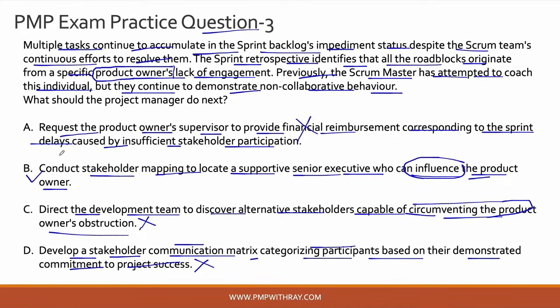So the correct answer to this question is option B, which is to conduct stakeholder mapping to locate a supportive senior executive who can influence the product owner. And this is a positive influence you are trying to do. Asking for help. Do not mistake this for escalation, because generally escalation happens with the project sponsor or project executive. You are asking for help in terms of influencing positively, which is not a bad thing. Okay, so the correct answer to this question is option B.